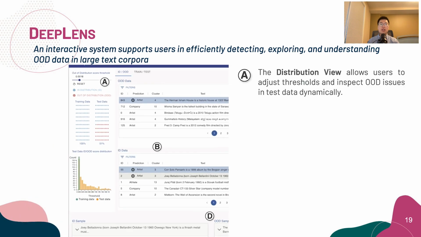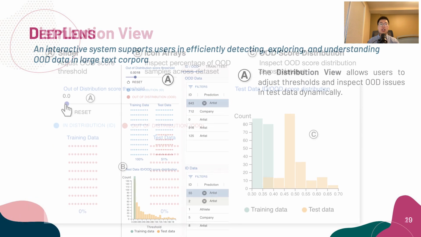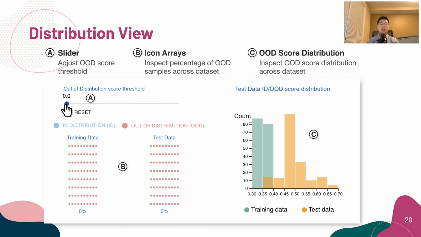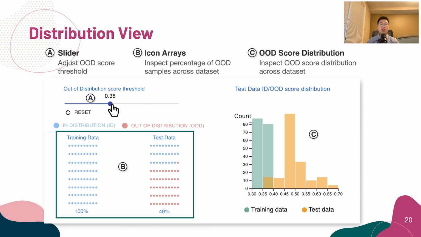The first view is a distribution view. In the distribution view, users can drag the slider to adjust the OOD score threshold and inspect the icon array to check if the threshold is good enough to separate in-distribution and out-of-distribution data. Users can also inspect the OOD score's distribution across the training and test datasets.